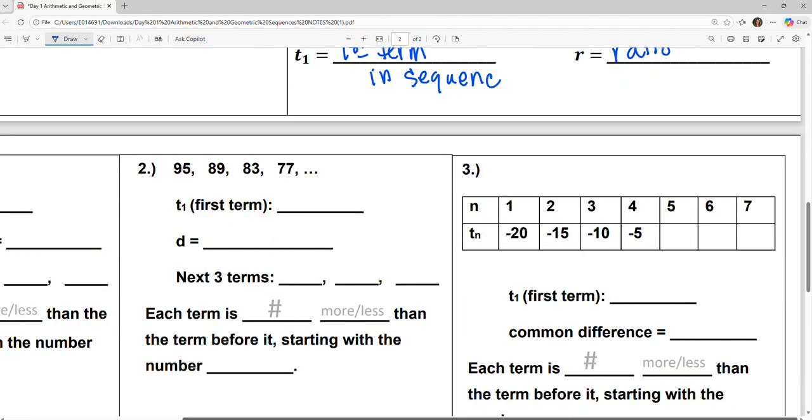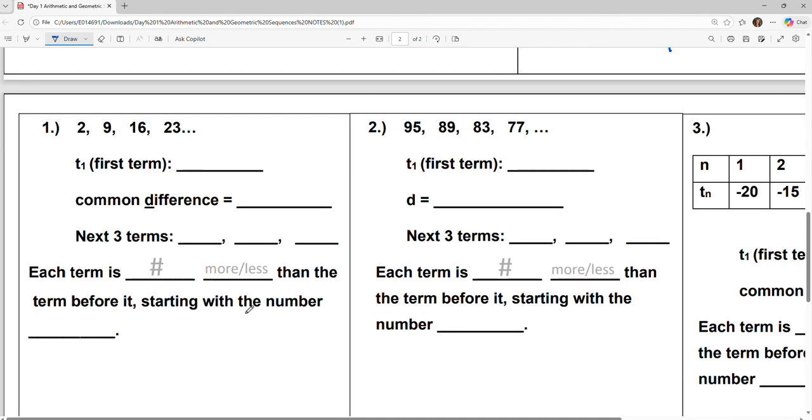All right, we're going to go to our first example. It says common difference. The first term, T1, is 2. Think about these as coordinate points. If x is equal to 1, this 2 is our y value. If x is 2, our y value is 9. If x is 3, y value is 16. So term 3 is 16. Term 4 is 23. Okay.